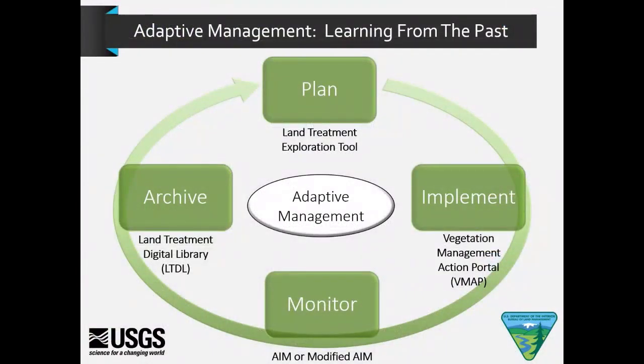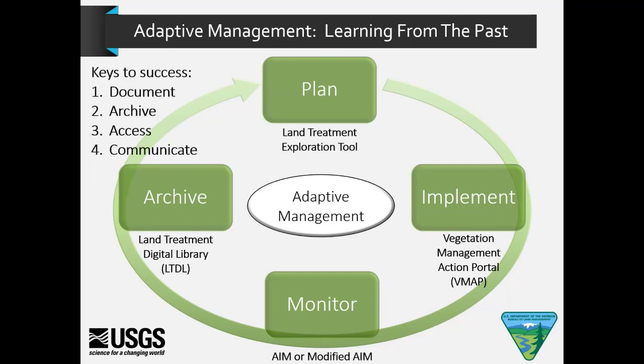We're going to talk about this in the context of AIM because this is the AIM working group, but you can think about adaptive management in a cycle from planning to implementation of some management action, then following up and monitoring that action, and then ultimately archiving that information. And if that archive is done well, it's available then for the next planning cycle.